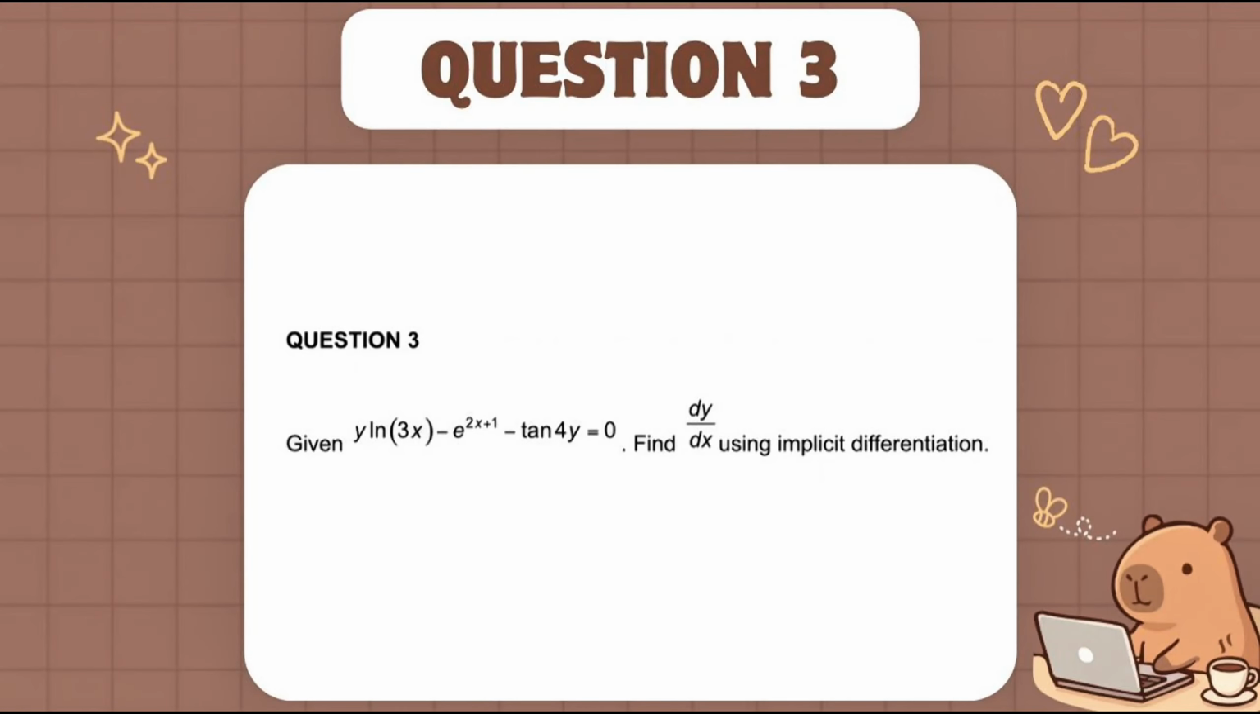Assalamualaikum, my name is Iman Udina and I will be solving the third question. Given y ln 3x minus e to the power of (2x + 1) minus tan 4y equals 0, find dy over dx using implicit differentiation.